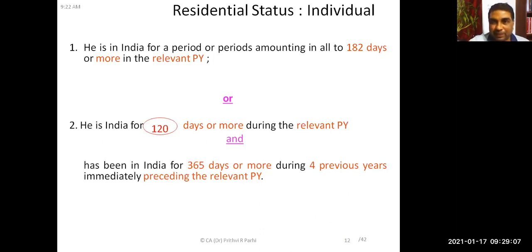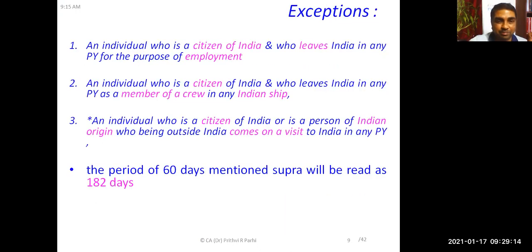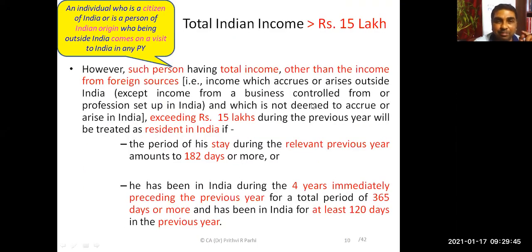Yes, sir. This is one more complexity. Okay, we have to understand it like this. Again, I repeat: I told you conditions are very simple. 182 days, or 60 plus 365 days. But there are 3 exceptions. You know already the exceptions. But coming to the third exception, there is one more condition. In the third exception, instead of 60, it will be read as 182 days. But in case these persons, the third category of persons, have total Indian income of more than 15 lakh, then instead of 182 days, it will be read as how much? 120 days.